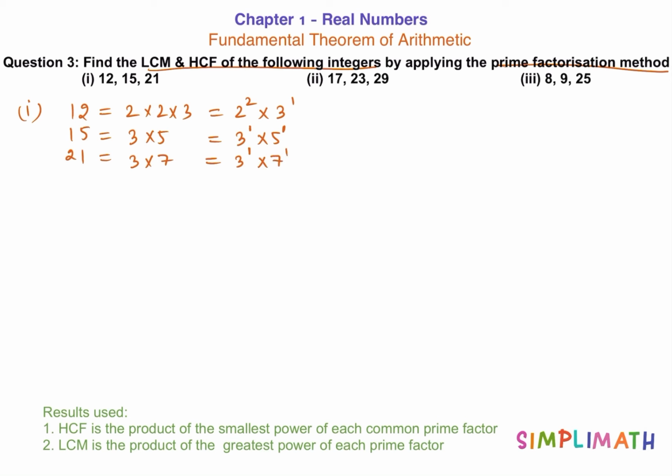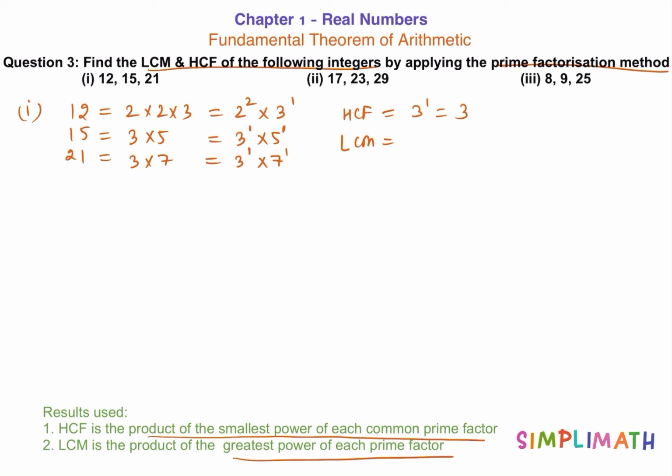Now HCF. HCF is the product of the smallest power of the common prime factor. So we have to find the common prime factor among the three numbers, which is 3, right? And for 3, the smallest power which is common is 3 to the power 1. Now coming to LCM. LCM is the product of greatest power of each prime factor.